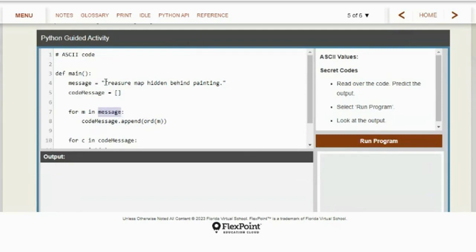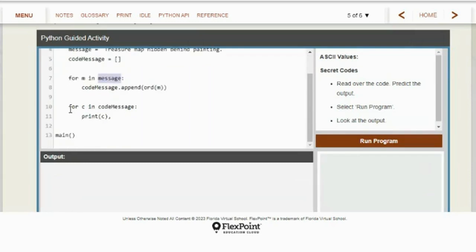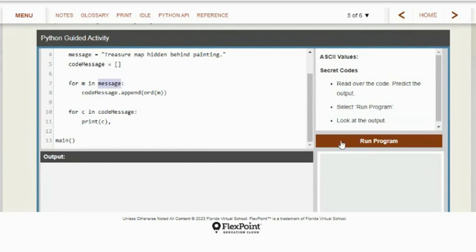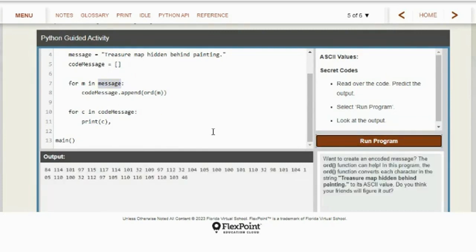Like it'll take the T, convert it to ASCII, and add it to this list. Take the R, ASCII, add the list. And then for C in code message, print C. So then it prints that list. Run program. Okay, treasure map hidden behind painting. So this is the opposite of the last program. This will take whatever message you want and convert it to ASCII code for you.